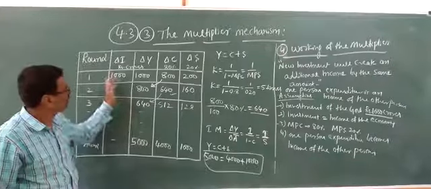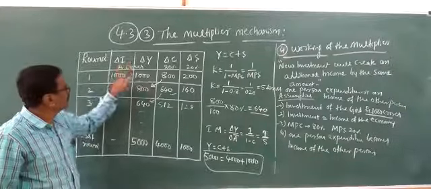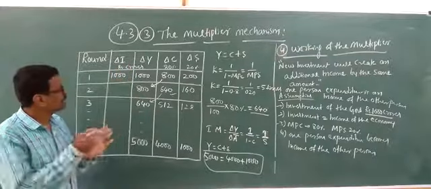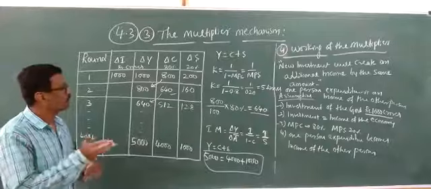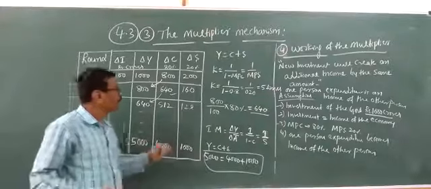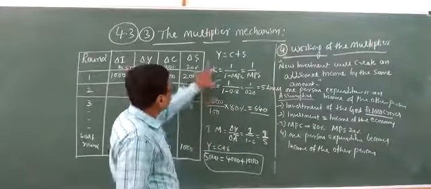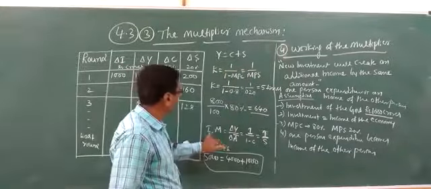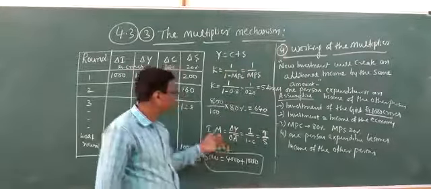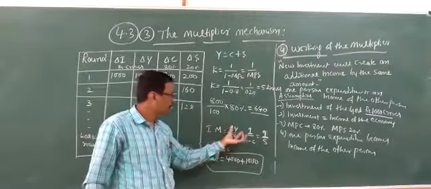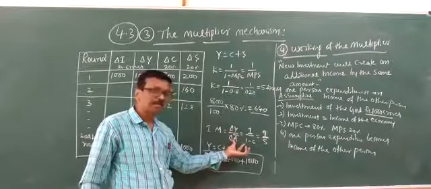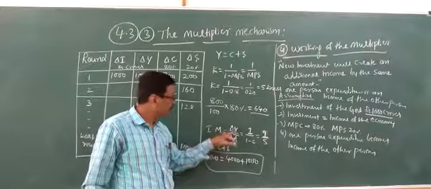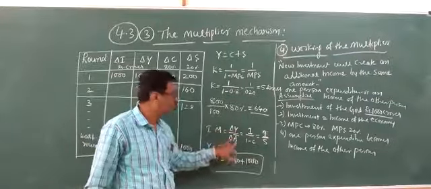We have to consider any one example, like 1,000 crores giving 5,000 crores. Apply the formula for the calculation. K is equal to 1 by 1 minus MPC, which is equal to 1 by MPS. Then the investment multiplier is equal to delta Y divided by delta A bar.